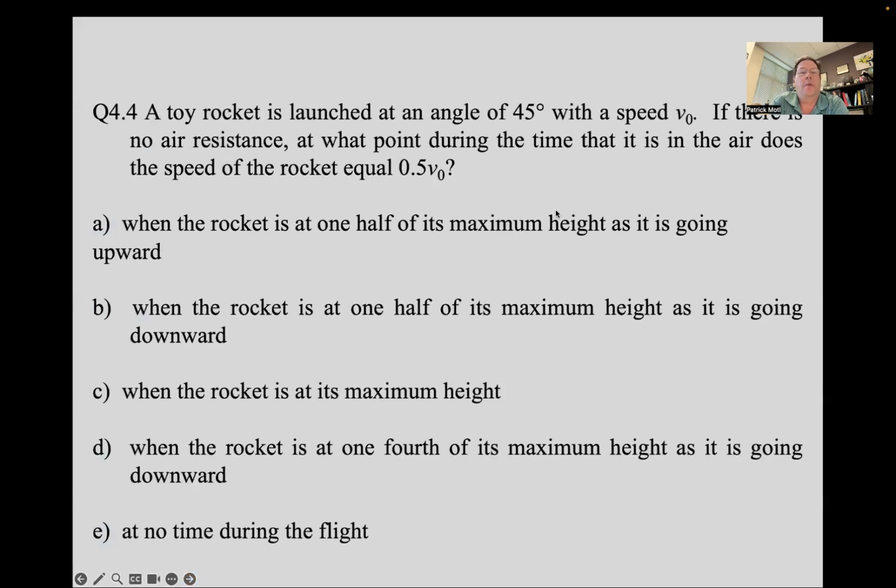Another question for projectile motion. A toy rocket is launched at an angle of 45 degrees with a speed of v naught. There is no air resistance. At what point during the time that it is in the air does the speed of the rocket equal a half v naught? So it's launched with a speed v naught at an initial angle of 45 degrees. At what point along its trajectory is it going to have a speed equal to a half v naught? So think about what you think the answer is, and then talk it over with your physics friends, and then we will reconvene.